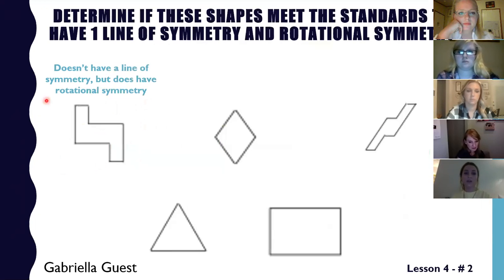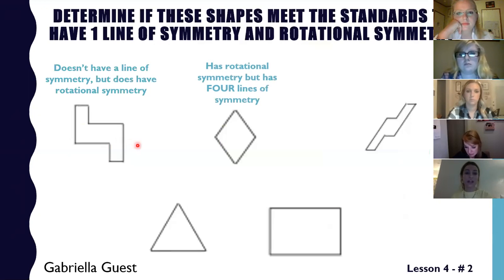Now let's go over rotational symmetry. If you were to rotate the figure, and let's say we rotate it 180 degrees, if it looks exactly like the original shape, then it has rotational symmetry. But if you were to rotate another shape 180 degrees and it looks completely different, or it's in a different position, then it does not have rotational symmetry. Okay, so now let's look at the next figure. This diamond shape has rotational symmetry, but it has 4 lines of symmetry. So that does not meet all standards.